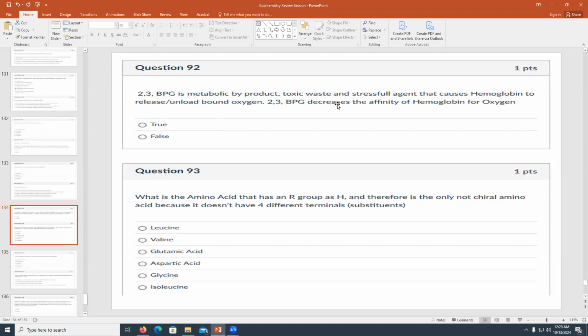2,3-BPG is a metabolic byproduct, a toxic waste and stressful agent that causes hemoglobin to unload bound oxygen. 2,3-BPG decreases the affinity of hemoglobin for oxygen. Yes, 2,3-BPG causes hemoglobin to switch from the R state full of oxygen to the T state with no oxygen. It's going to unload all of the oxygen to the tissue that is producing this toxic 2,3-BPG, and instead 2,3-BPG is going to bind to hemoglobin.